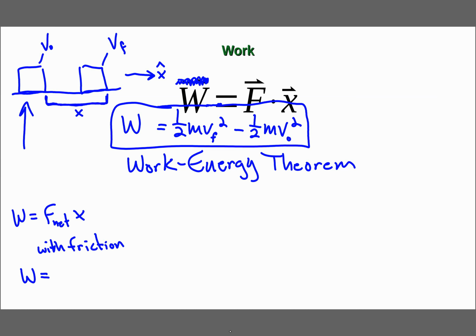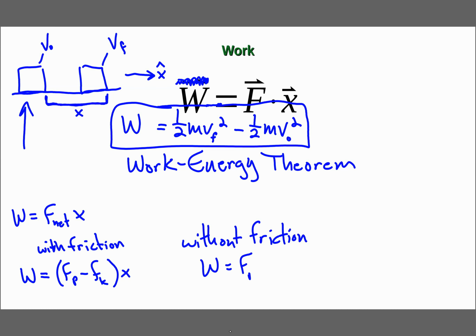W would equal the force of my push minus kinetic friction while I was pushing it, right? And that would be multiplied by x. Whatever that net force is would be multiplied by the displacement that I gave the block. If it was without friction, then of course W would just equal the force of my push times the displacement that I gave the block, right?